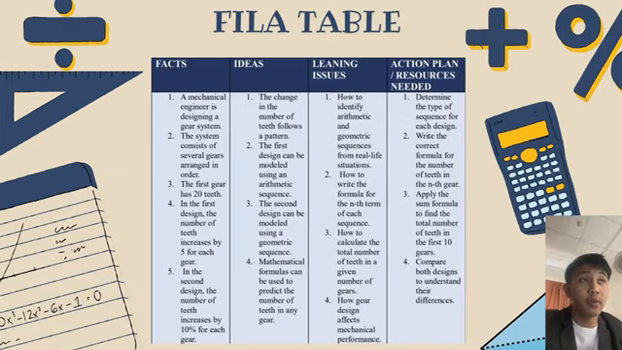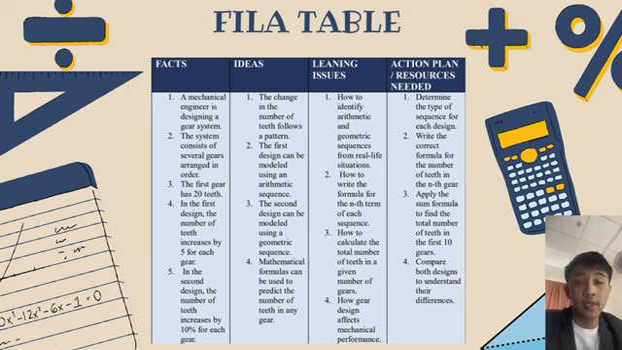Next, I will be presenting the FILA table. In this FILA table, there are 4 components: facts, ideas, learning issues, and action plans, and also resources needed. So the first fact in this FILA table is that a mechanical engineer is designing a gear system. Second, the system consists of several gears arranged in order. Third, the first gear has 20 teeth. Fourth, in the first design, the number of teeth increases by 5 for each gear. And the last fact, in the second design, the number of teeth increases by 10% for each gear.